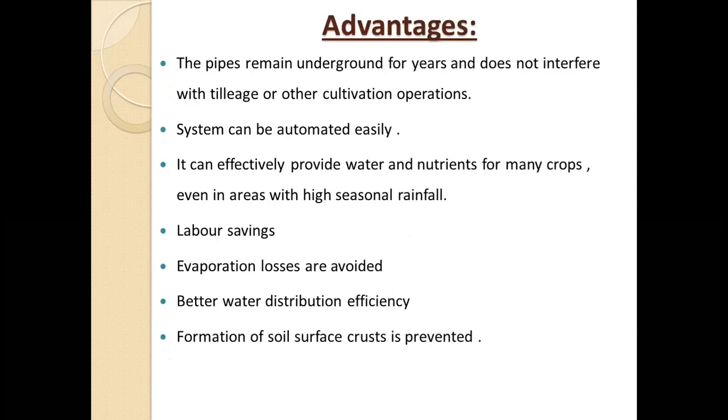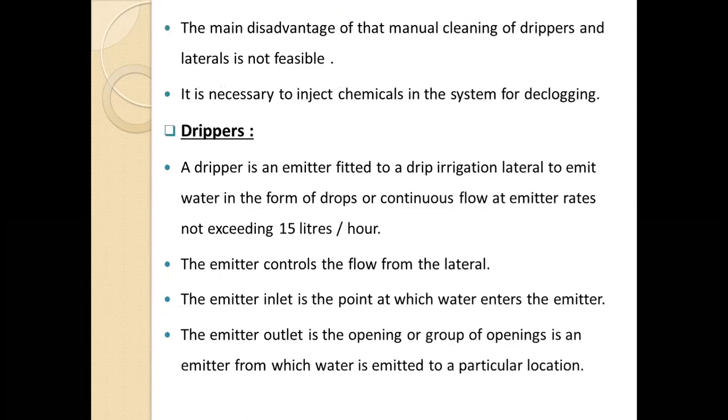Advantages: the pipes remain underground for years and do not interfere with tillage or other cultivation operations. Systems can be automated easily. It can effectively provide water and nutrients for many crops even in areas with highly seasonal rainfall. Labor savings, evaporation losses are avoided, better water distribution efficiency, and formation of soil surface crust is prevented. The main disadvantage is that manual cleaning of drippers and laterals is not feasible. It is necessary to inject chemicals into the system for declogging.